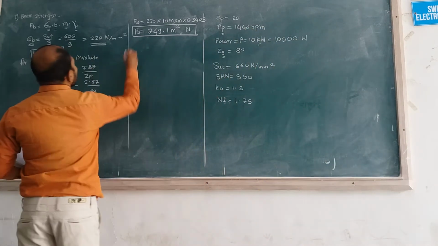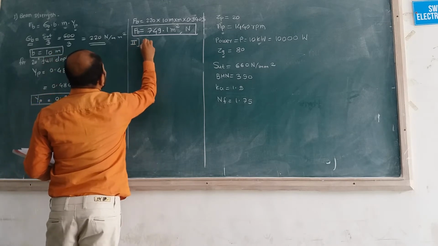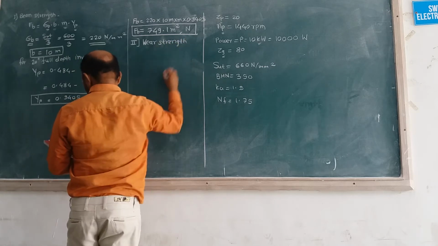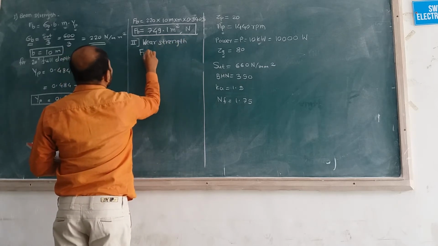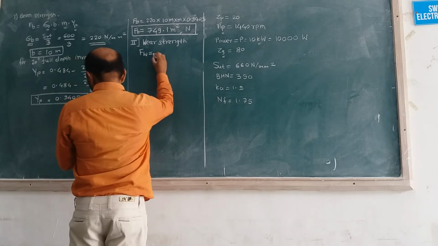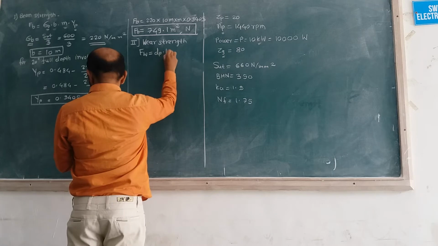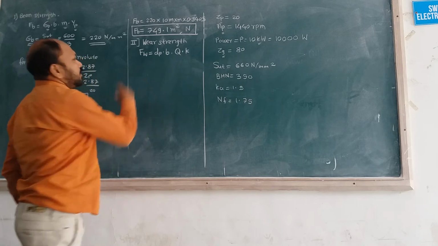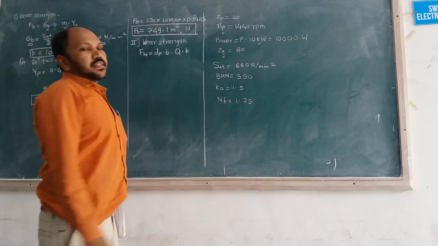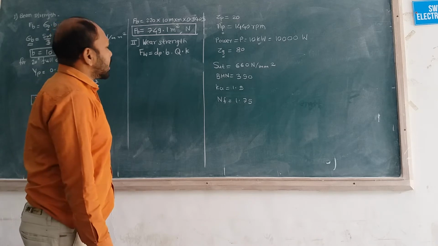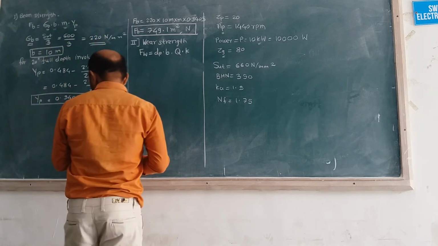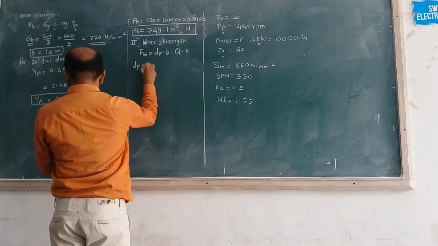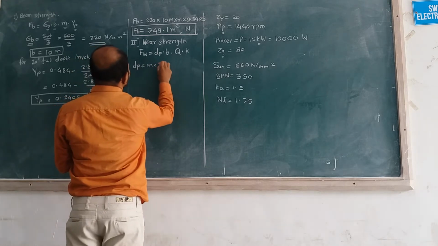Okay. Now we see step second, that is wear strength calculation. The formula for wear strength calculation, which we already discussed in theory, is Fw is equal to dP into B into Q into K, where dP is pitch circle diameter for pinion, B is face width, Q is ratio factor, and K is load concentration factor. We calculate all these values. So dP is equal to m into Zp.